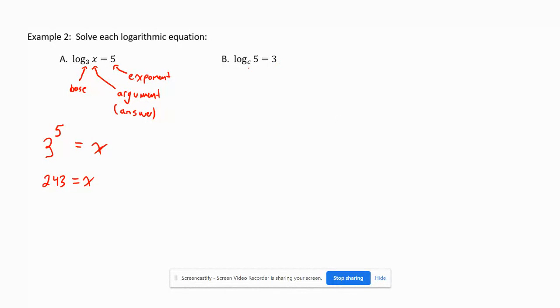In this case over here, we have log base c of 5 equals 3. So again, c is our base, 3 is our exponent, 5 is our argument. That means we have c cubed equals 5. And then what I'm going to do next is take the cube root of both sides of the equation. So in this case, c would be the cube root of 5.